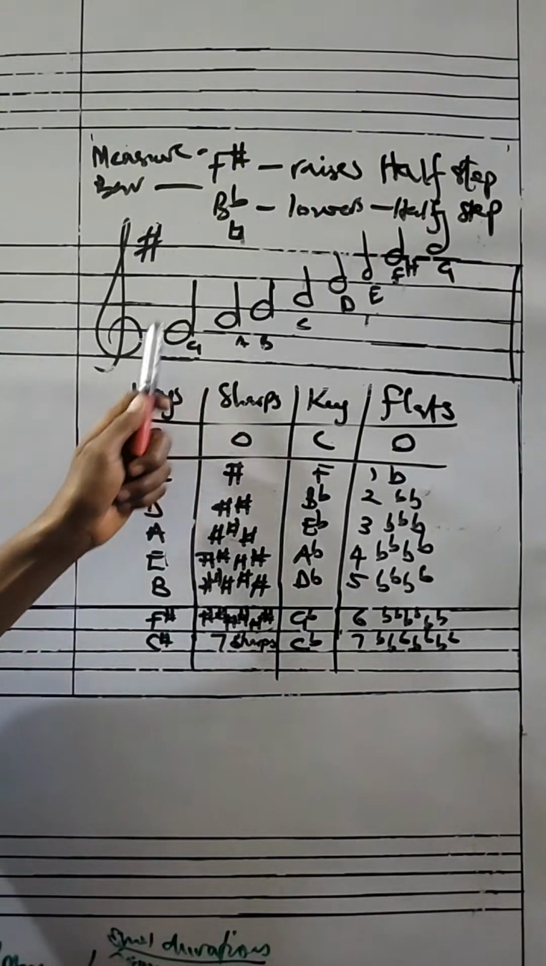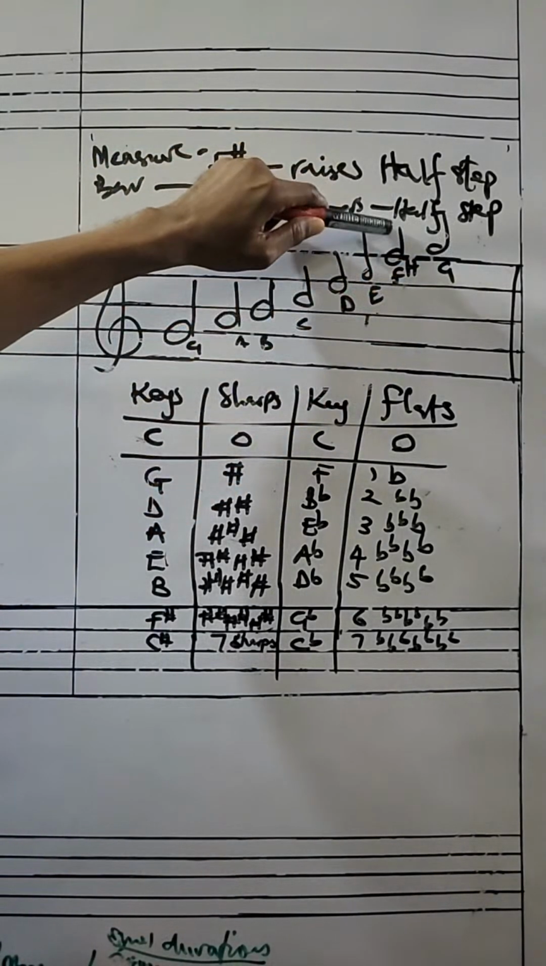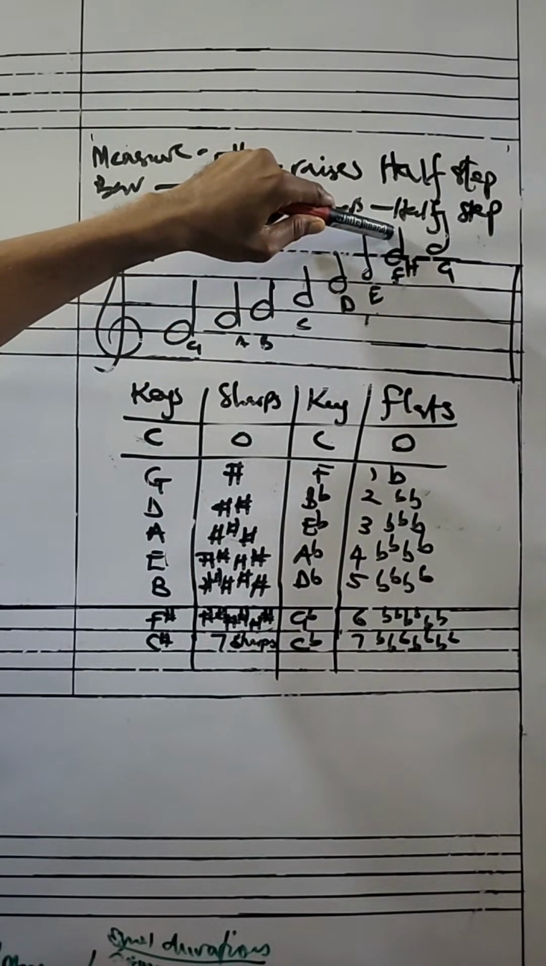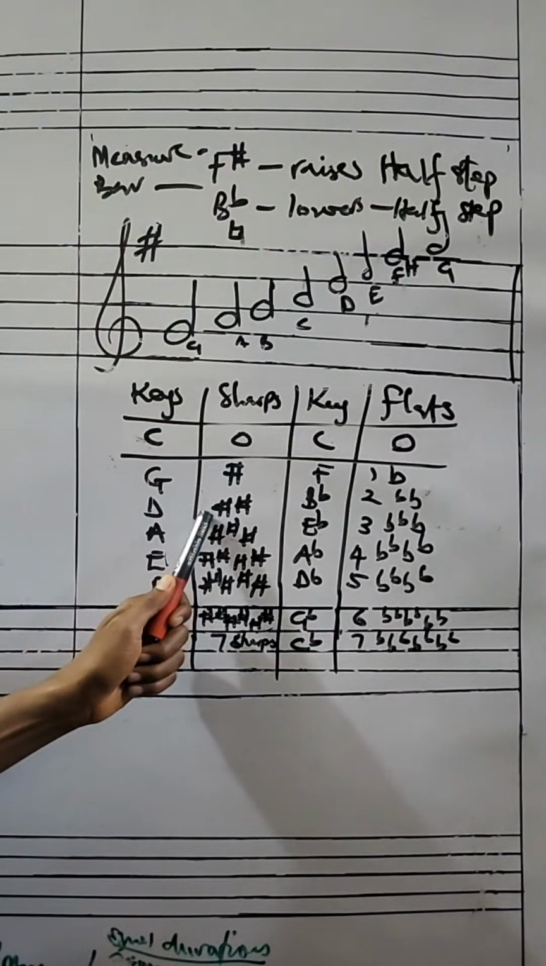So we want to sing do, re, mi, fa, sol, la, ti, do. Your ti here is an F sharp, right? Now, the next sharp will always be sharpened.